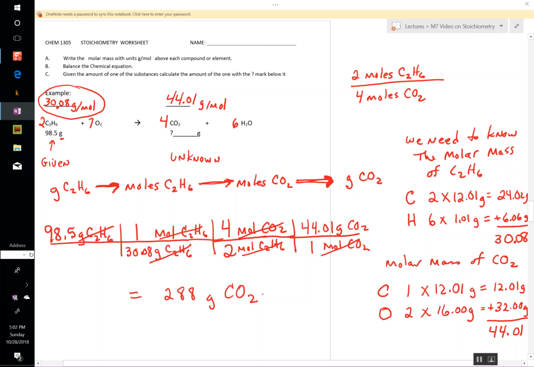288 grams of CO2. Yeah, that sounds reasonable. And I'm reporting to 3 significant figures because that's the accuracy of the mass of C2H6 that we were given to start with. And there's your answer, 288 grams of CO2. A correct answer will have the right number, the right significant figures, the right units, and what it is, CO2. It's grams of CO2.